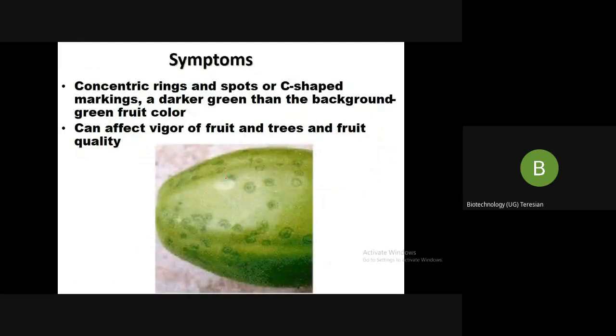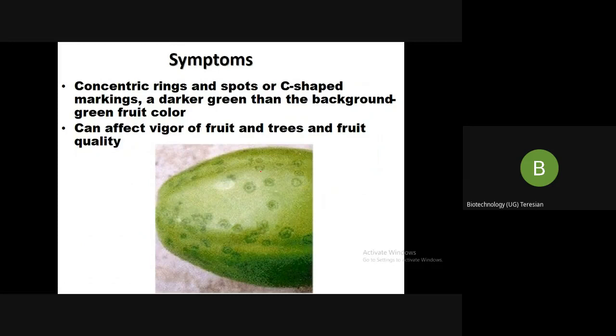Now, this picture shows a papaya that is not ripened, but still you can see the symptoms very easily. The unripe papayas are green in color. Whenever they are infected, we can easily identify it: you can see concentric circle or C-shaped structures. These will be darker than the background color. That is, if your papaya is green, the infected region will still appear in darker green. And when this happens, it can affect the vigor of the fruit and trees, and the fruit quality.